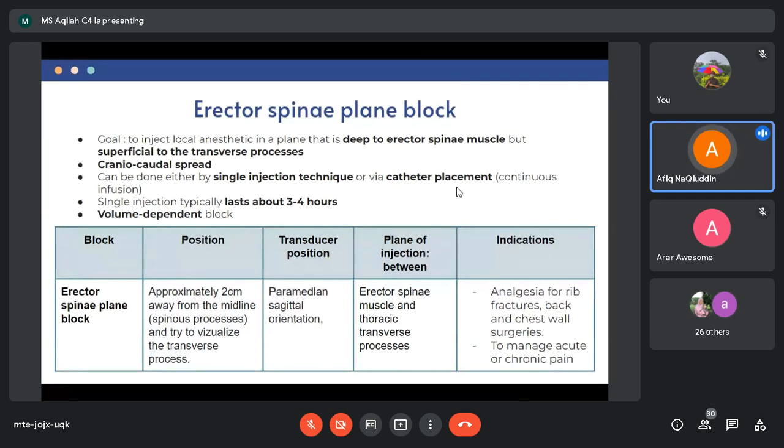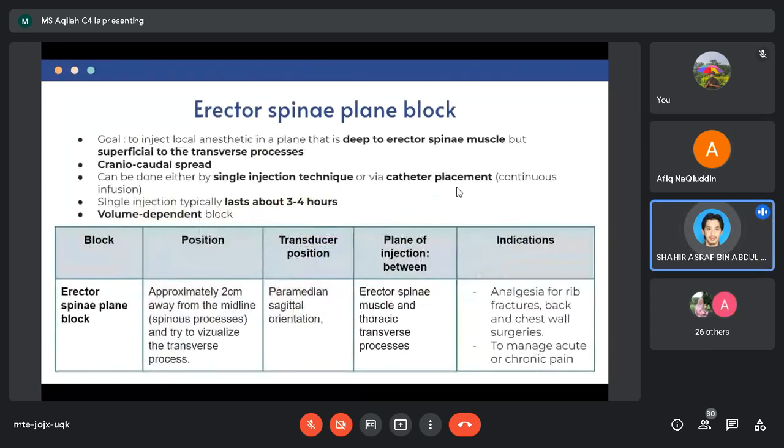The transducer position can be either paramedian sagittal or sagittal orientation. The plane of injection is that we aim to put between the erector spinae muscle and the thoracic transverse process, like I said before. This erector spinae plane block is usually done for rib fracture and back and chest wall surgery, and it can also be done to manage acute or chronic pain, so it can also be done as pain management.